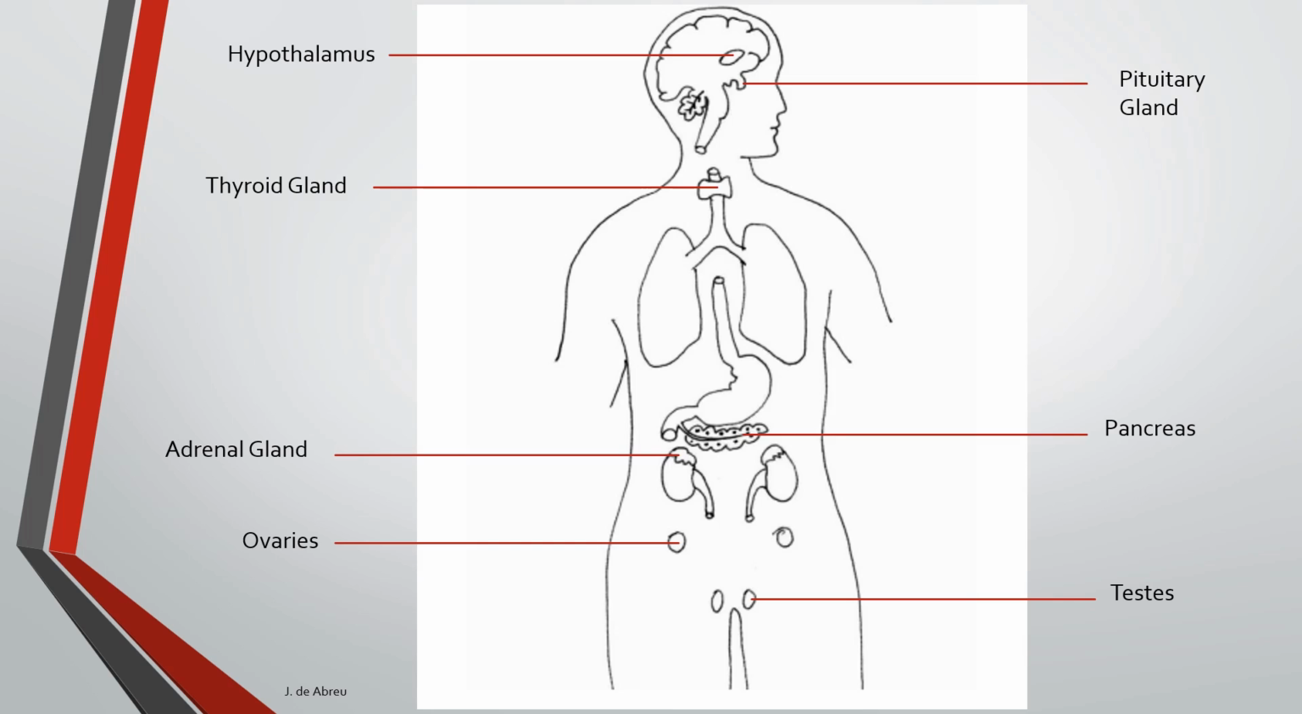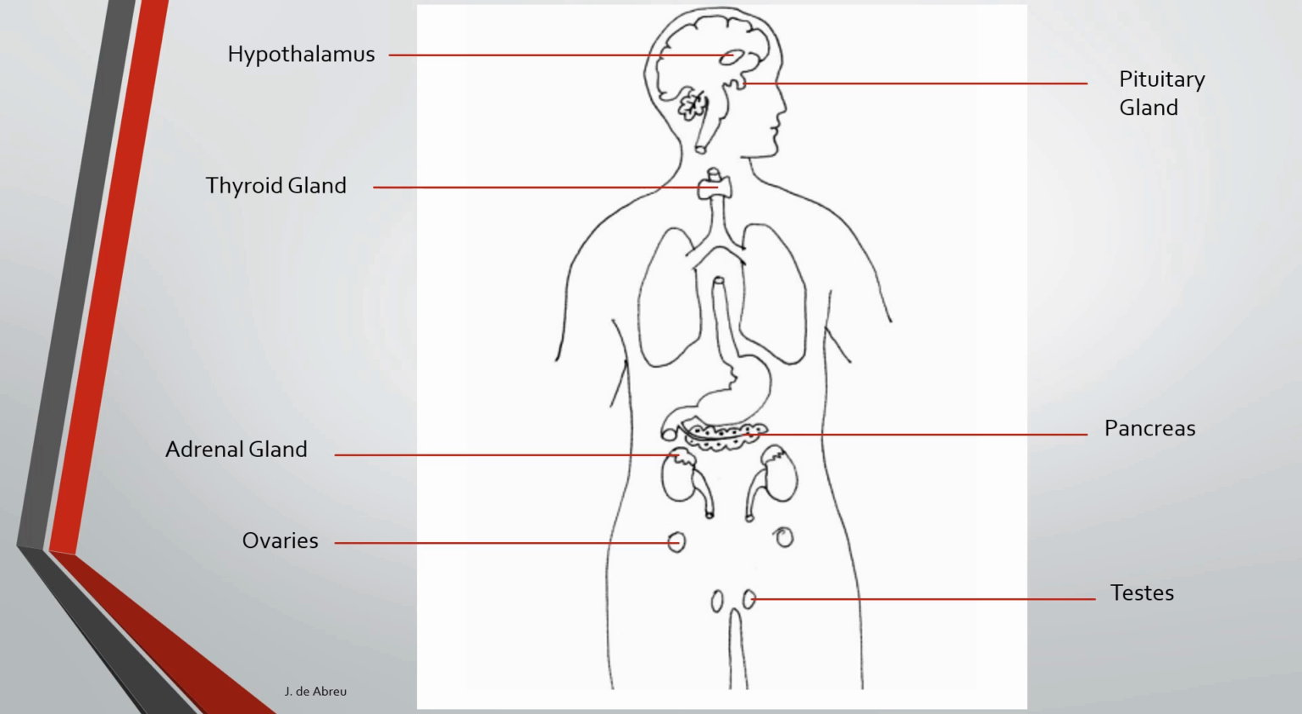So then we just have a look at the different kinds of endocrine glands that we get. From the top, we have the hypothalamus and the pituitary gland, which are situated in the brain. Then we have the thyroid gland, which is around your neck area. We have the pancreas, which sits just underneath your stomach. And then we have the adrenal glands. There are two of them, one on each side. They are situated on top of the kidneys. And then the ovaries and the testes.